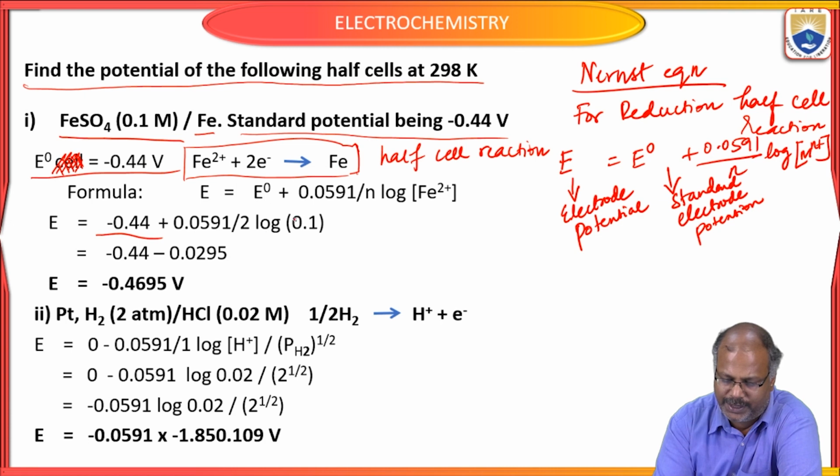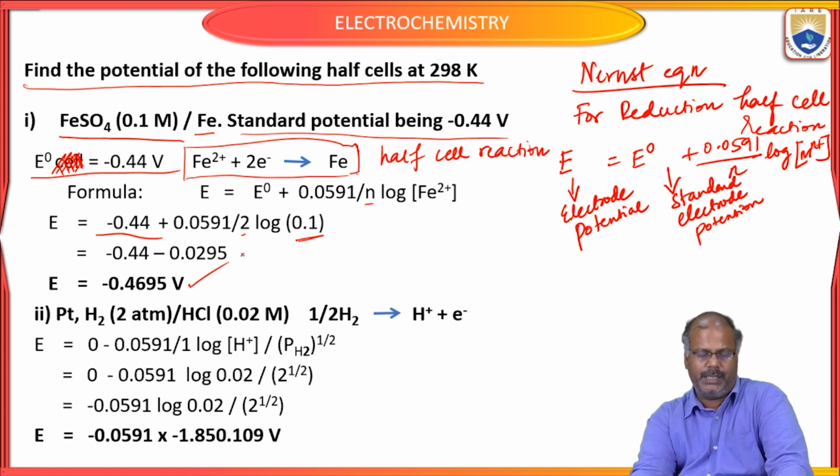The number of electrons involved is 2. The concentration is 0.1, which is 10 to the power minus 1, so the log gives minus 1, and this becomes minus 0.0591 by 2. So this is the answer.